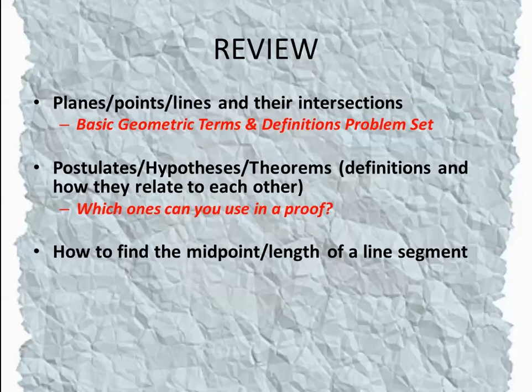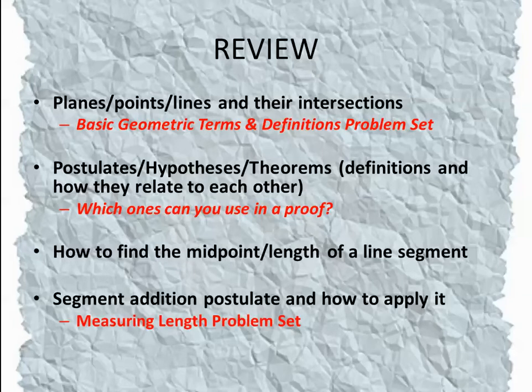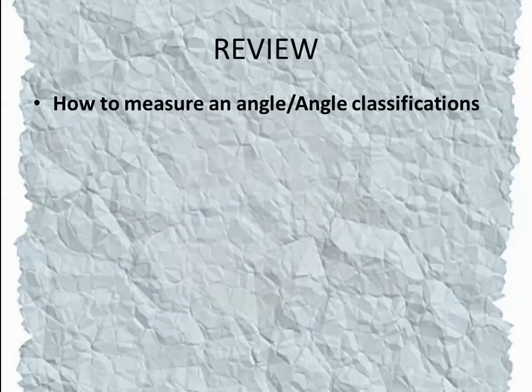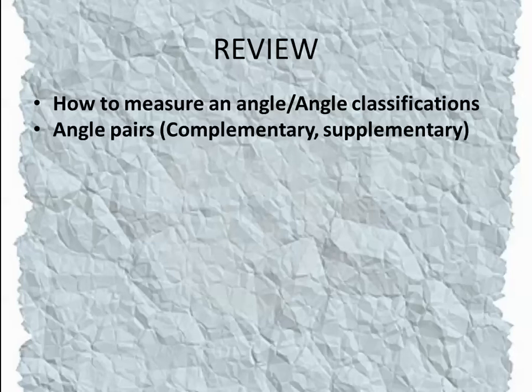You need to know how to find the midpoint and length of a line segment, and you need to know the segment addition postulate and how to apply it, and practice on this using the measuring length problem set. You also need to know how to measure an angle and how to classify the angles. And remember, to measure an angle is using a protractor, so you need to be able to use one of those to determine angle measures and then be able to classify the angle based on its measure.